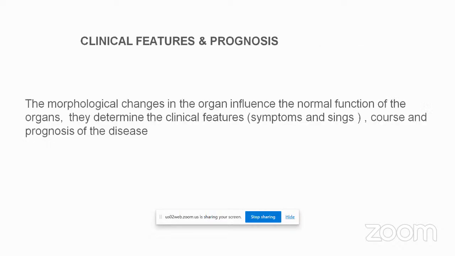Okay. Then the next one is clinical features and prognosis. The morphologic changes in the organ influence the normal function of the organs. They determine the clinical features like symptoms and signs, and also the course and prognosis of the disease. These come under clinical features and prognosis.